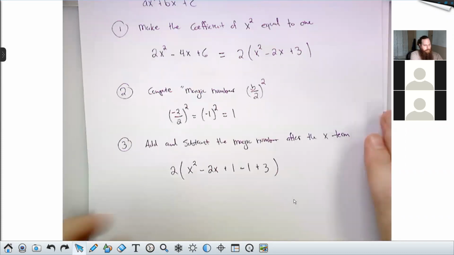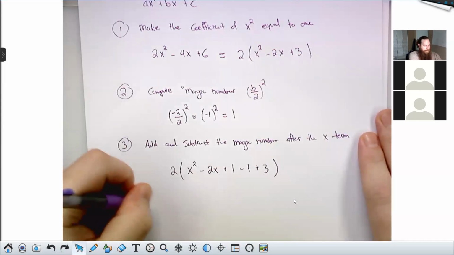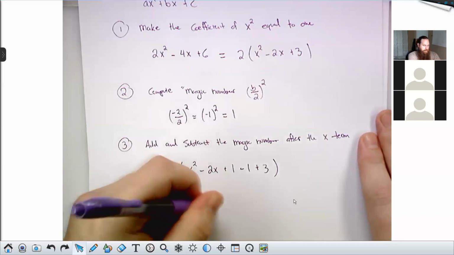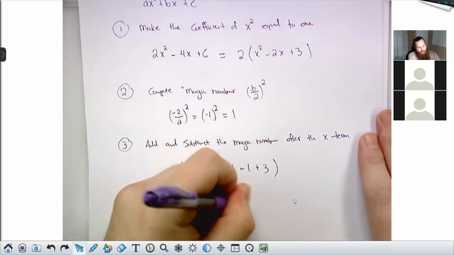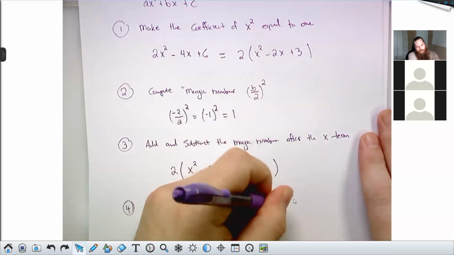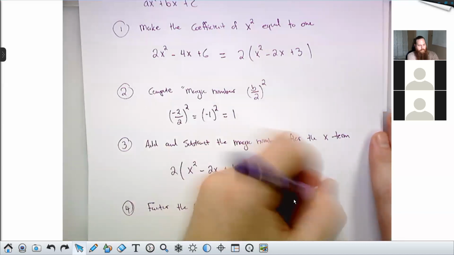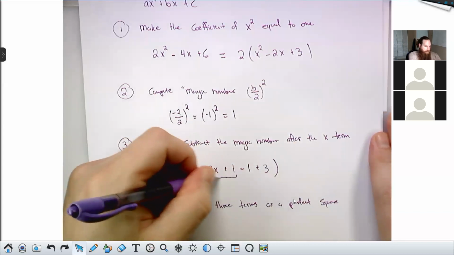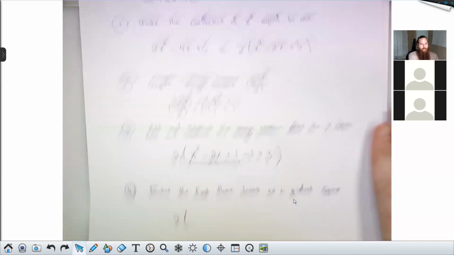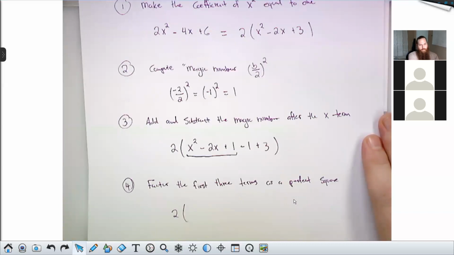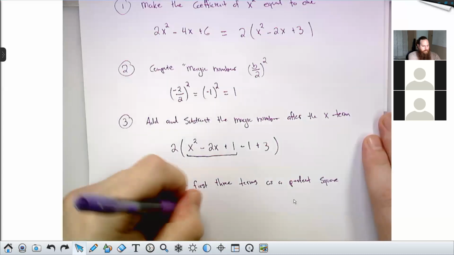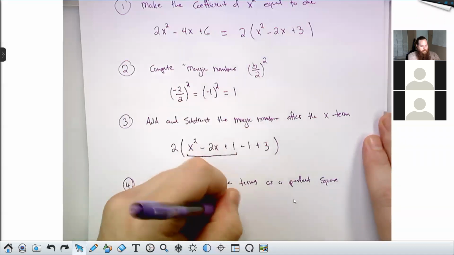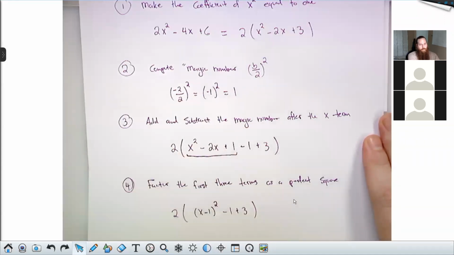And then your fourth and final step for completing the square, factor the first 3 terms as a perfect square. So here that would look like 2 times, here's my first 3 terms, those factor as a perfect square. That's x minus 1 times x minus 1. So that's x minus 1 all squared. And then you've still got this minus 1 plus 3. You still have your 2 outside.